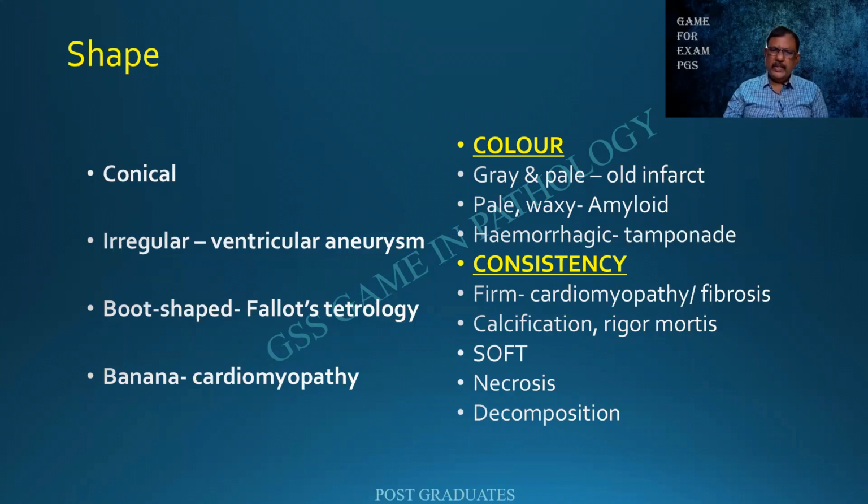The consistency: generally, it is firm. It can be firm in the case of cardiomyopathy or in a case of fibrosis. Calcification, rigor mortis, all of this can lead to a firm heart. It is soft in the case of necrosis and decomposition. So please do remember these things. What is the size of the heart? What is the weight of the heart? What is the color of the heart? What is the consistency of the heart, etc.